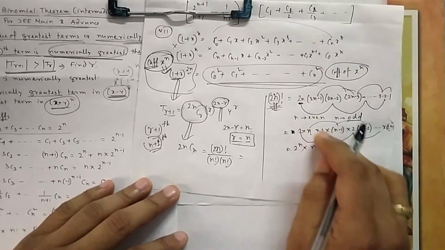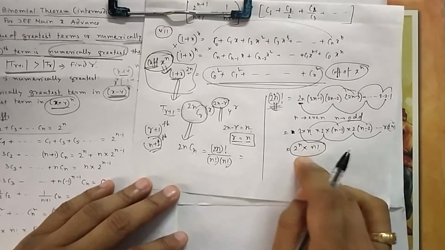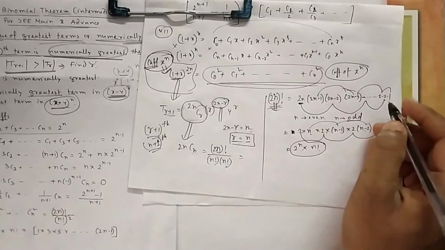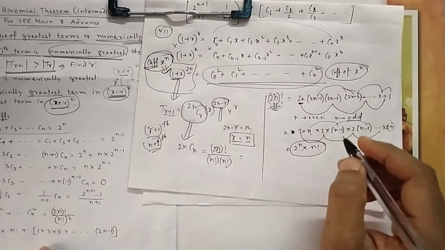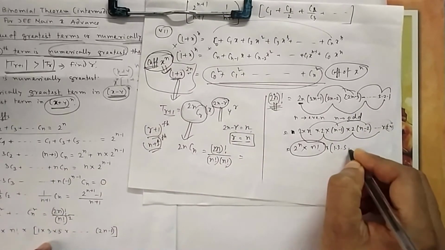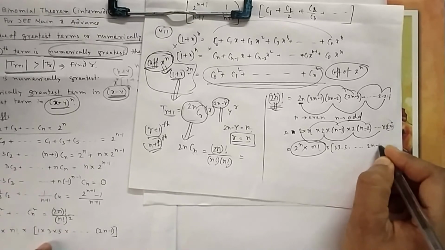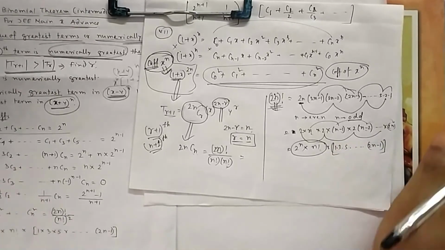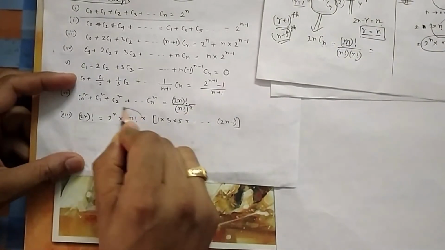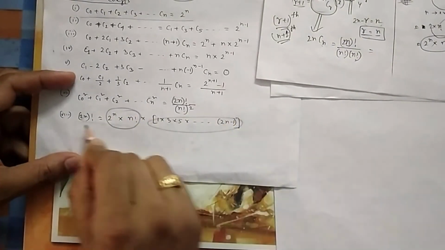So what is left? The even terms are already taken care of. These all give you the product of the even terms. Then you are left with the odd terms. So what are the odd terms? 1, 3, 5, these are the odd terms, 1 multiplied by 3 multiplied by up to 2n minus 1. So this is the expression given here. This means your even terms, and this means your odd terms, while you are expanding.